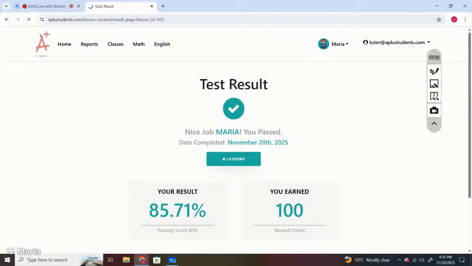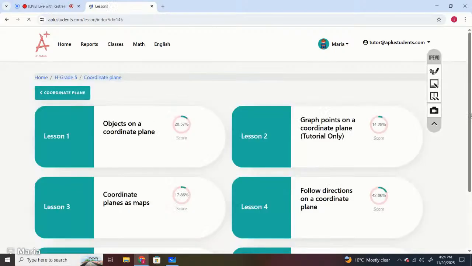Okay, we are done with the lesson. Let's just move on to the next lesson. So we are done with the chapter coordinate plane. Start with the next lesson.